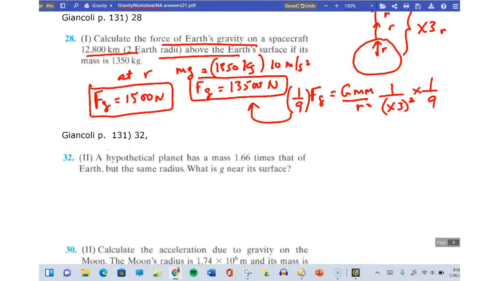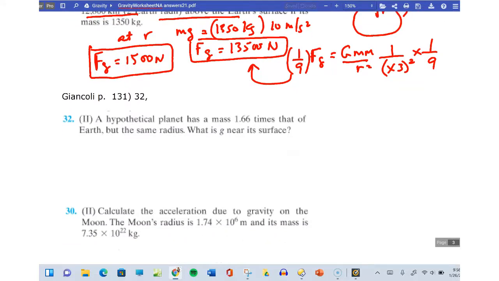We're going to skip, oh no, we're not going to skip this one over here. A hypothetical planet has a mass that's 1.66 times the Earth. What if it has the same radius? What is the g? So we get our g equation. I want to remind you where we got this.